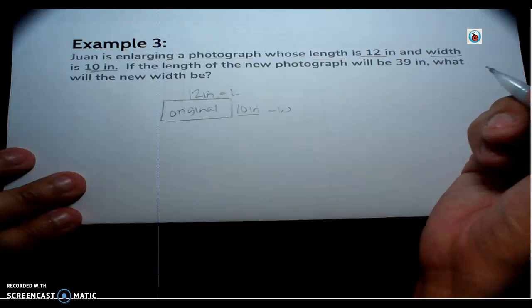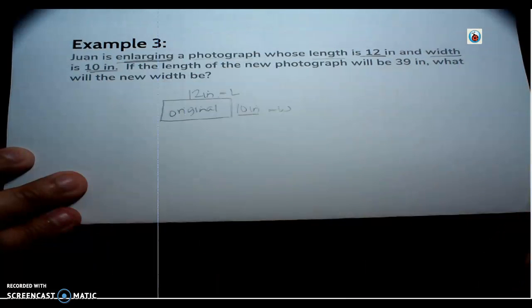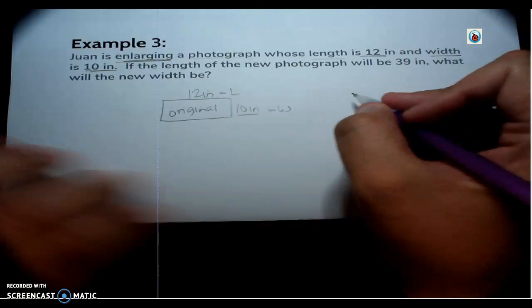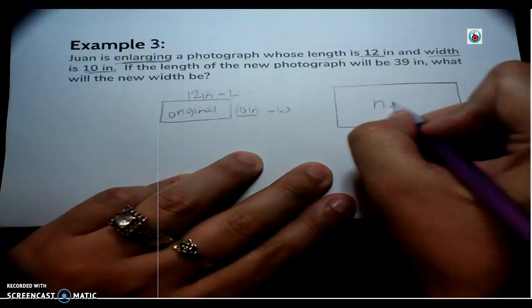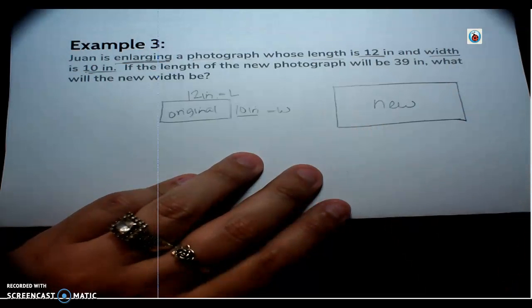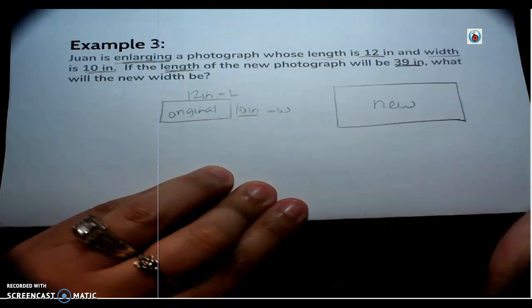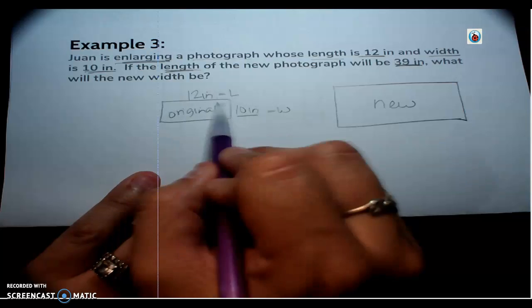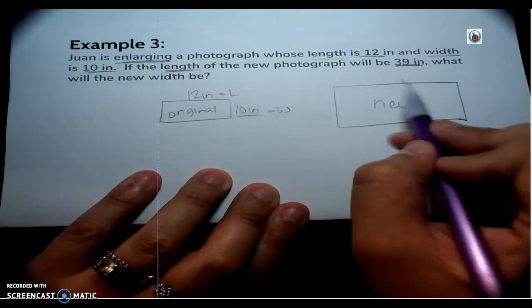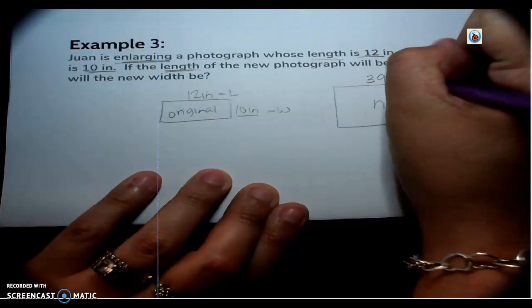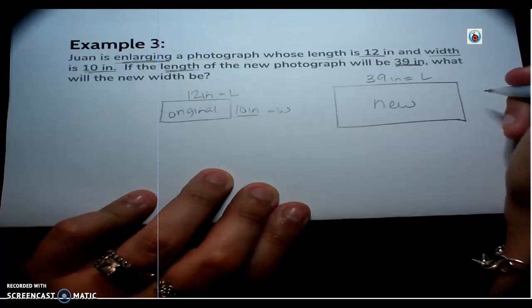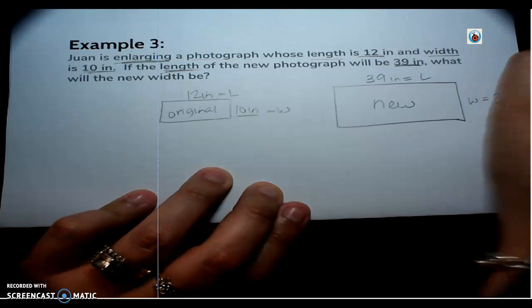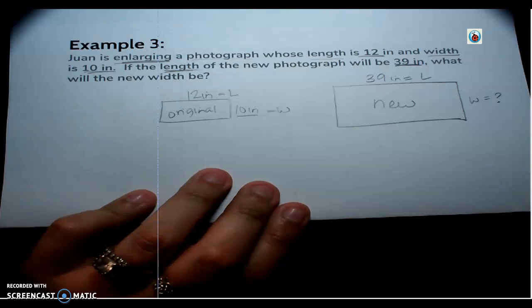And they're telling me that he is going to enlarge this photograph. So enlarge means that he is going to make this picture bigger. So I'm going to draw myself a rectangle that is bigger, which is going to represent the new picture. And for this new photograph, the only thing I know is that the length will be 39 inches. So because the length was here, the corresponding length would have to be here. So 39 inches would be equal to my length here. And then what is the new width going to be? So I'm trying to figure out what measurement belongs here. So I've got my picture.